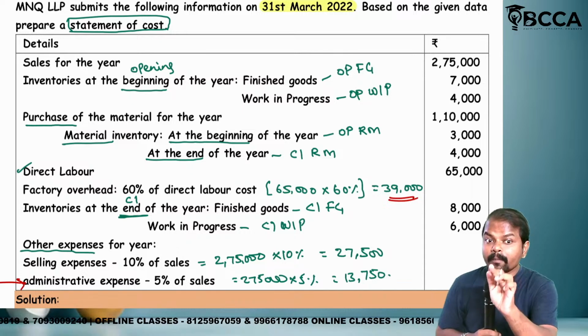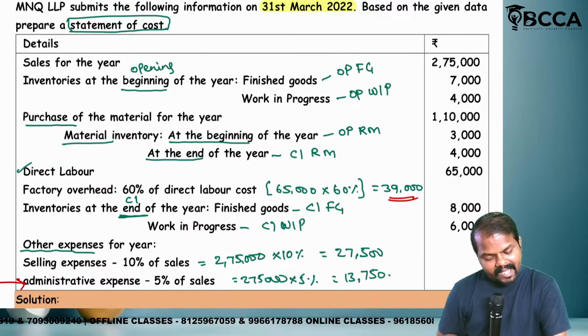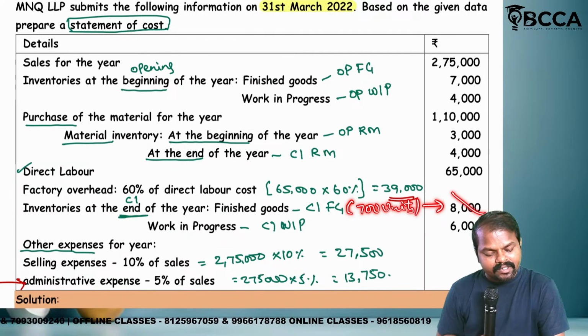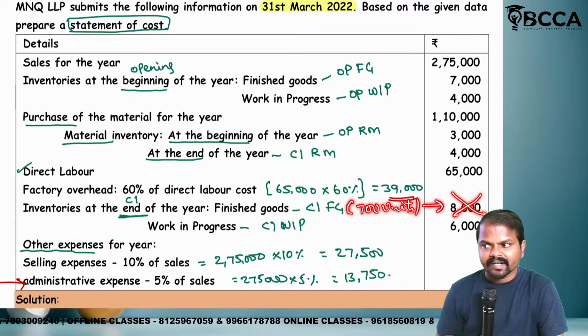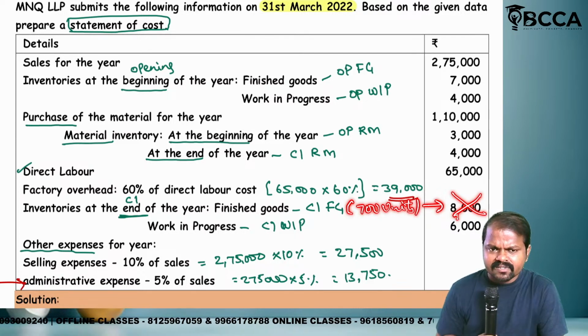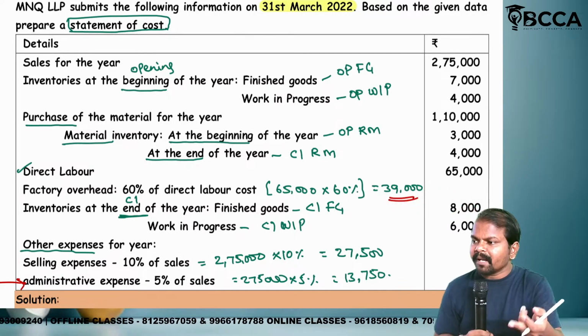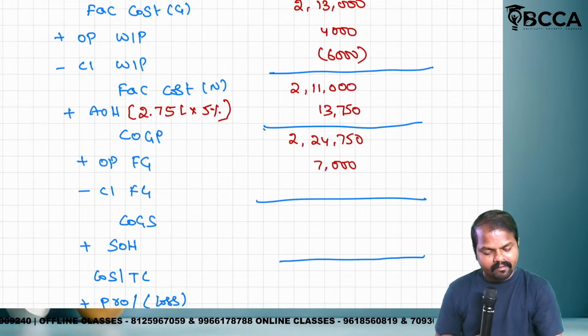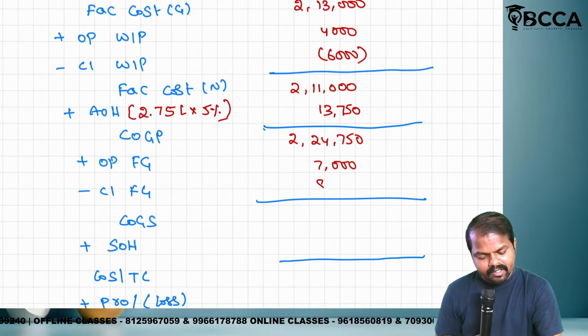Listen. For suppose they gave closing stock of finished good is equal to 700 units. 8,000 rupees. Like in that scenario 8,000 will not be considered. We have to calculate. Are you got the difference? When you have to apply the formula, when you have to not apply the formula, you have to remember. Clear? And now tell me, what is the closing stock of FG? 8,000.